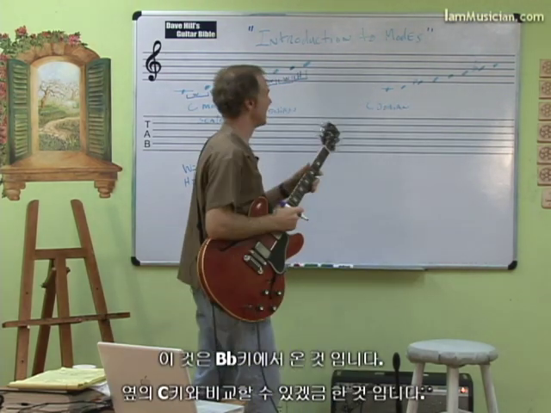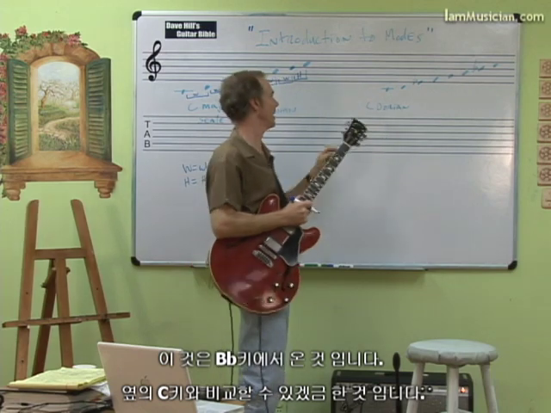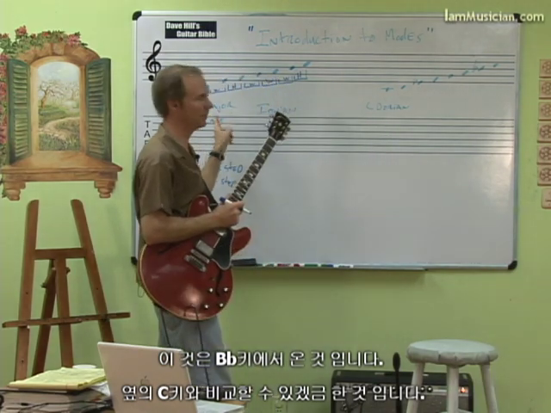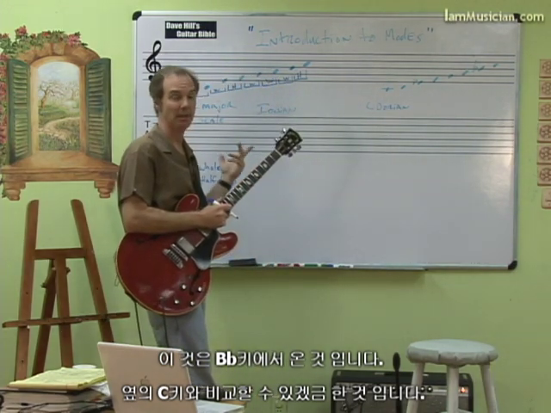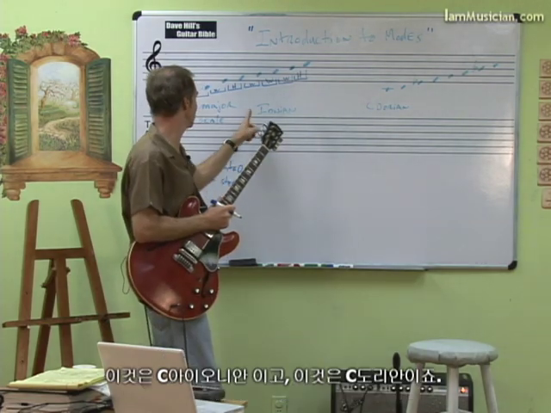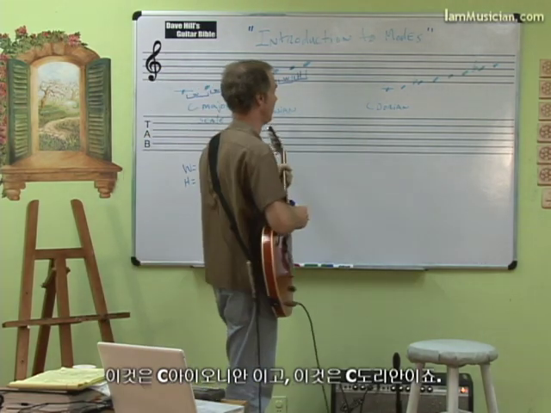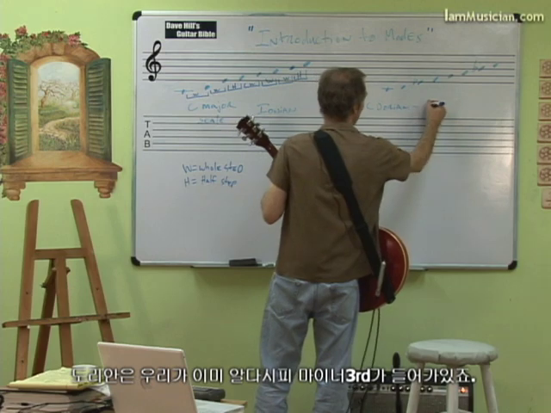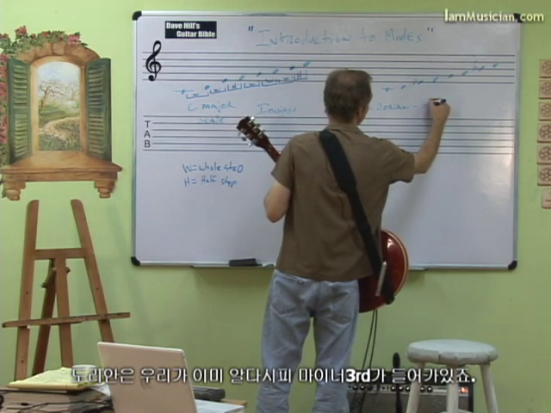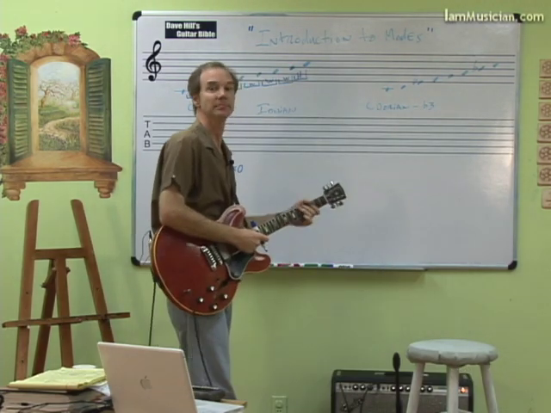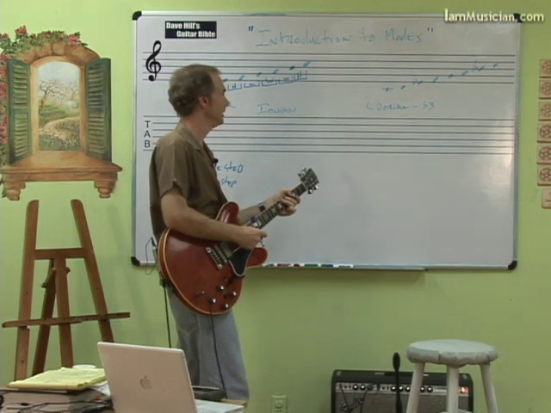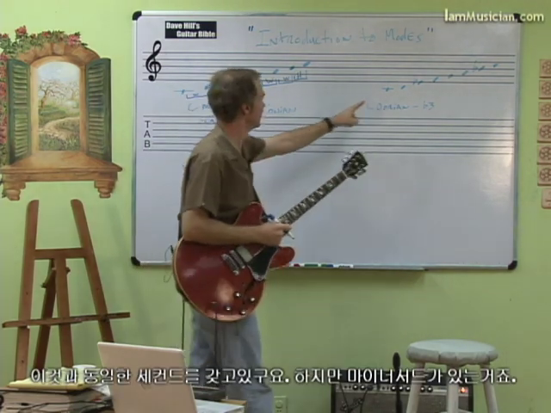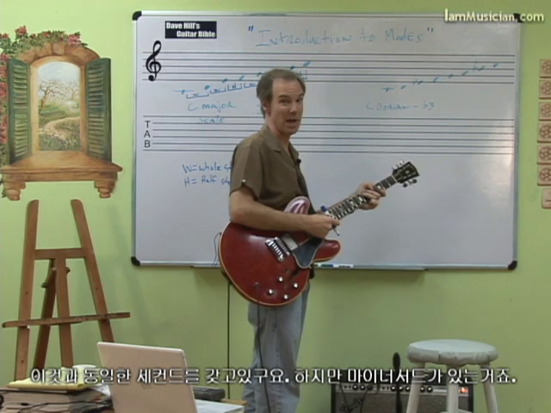Okay, remember, it's the second mode in this case from B flat, but I've written it out in C so you can compare how it differs from the Ionian mode. Okay, so this is C Ionian, this is C Dorian. So C Dorian, we already know, has a minor third. It has the same type of second. It's the major second, but it has a minor third.